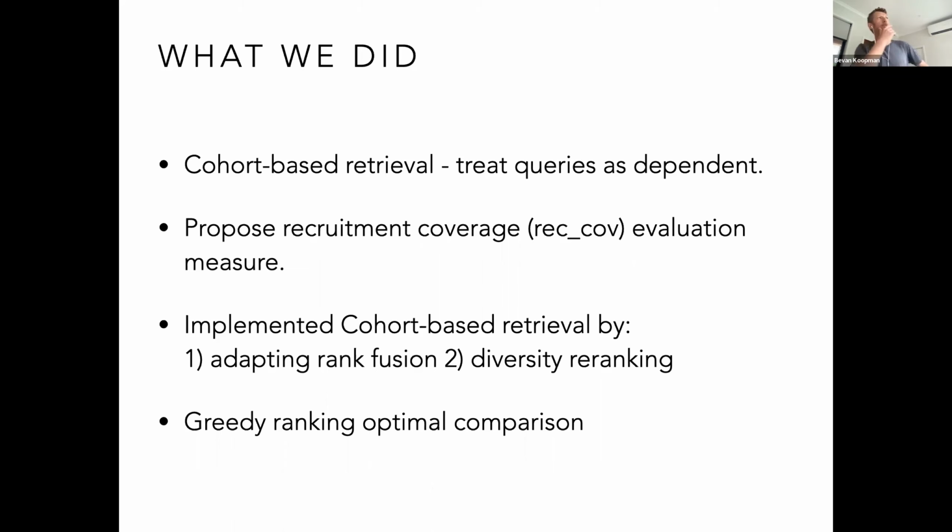And then we thought, okay, what does an optimal solution look like in this space? And we implemented this greedy set cover measure in order to provide a computationally feasible upper bound for this problem, and also to tease out some of the underlying characteristics of cohort-based retrieval.